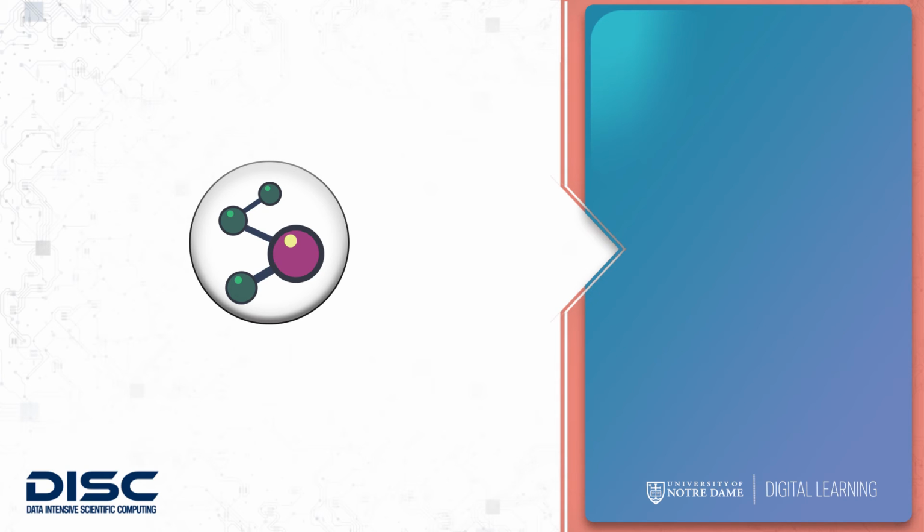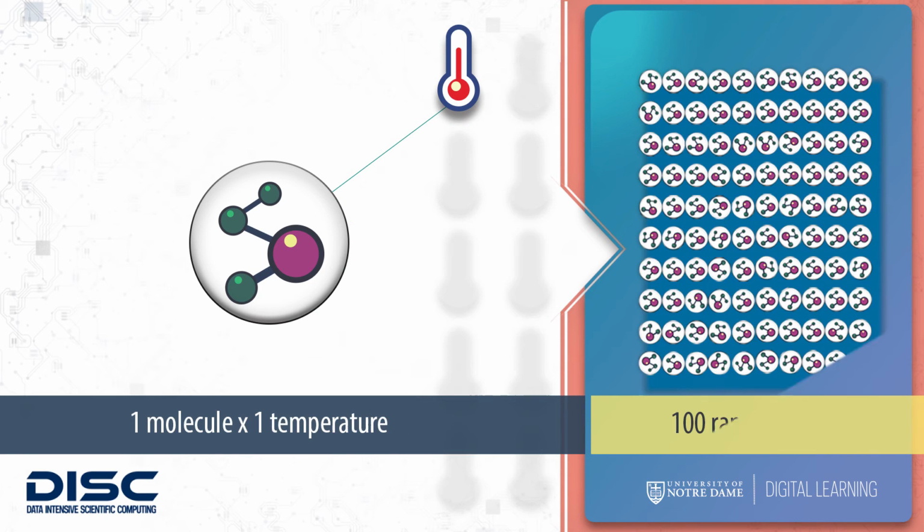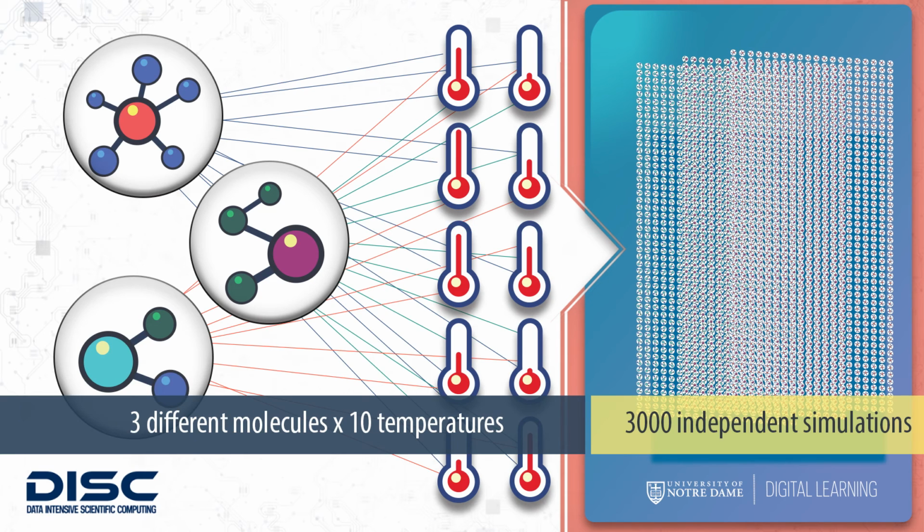If I really want to understand the whole behavior of the molecule, what I have to do is simulate it at multiple different temperatures. And each time I simulate it at different temperatures, maybe I have to run that simulation 100 times in order to accumulate statistics on how it behaves. And then on top of that, maybe I'm interested in the behavior of 3 different molecules. So I'm going to run 3 different molecules at 10 different temperatures times 100 different simulations. And now I have a very large amount of simulation to do, but every single one is independent.